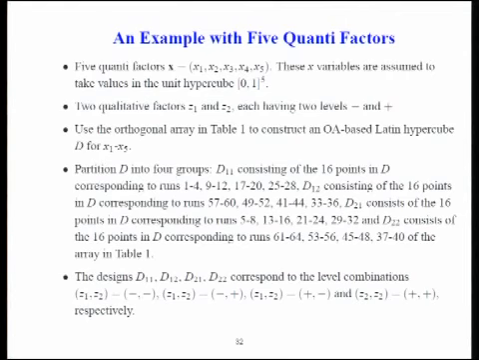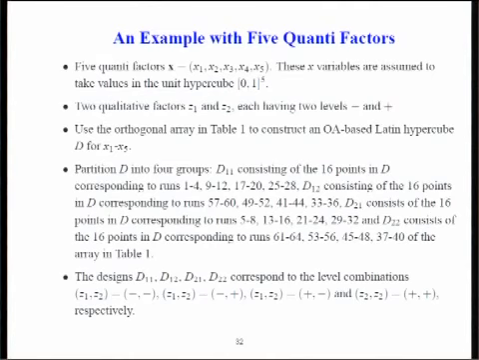So here is one example. Suppose we have an experiment involving 7 factors, and among them 5 are continuous and 2 are categorical. For the continuous ones, we use the notation x1 to x5, and they are in the unit hypercube 0 to 1.